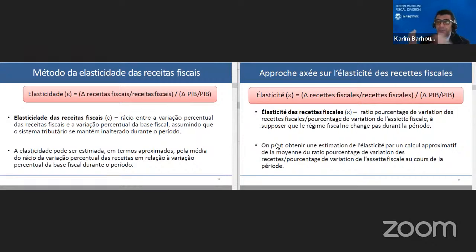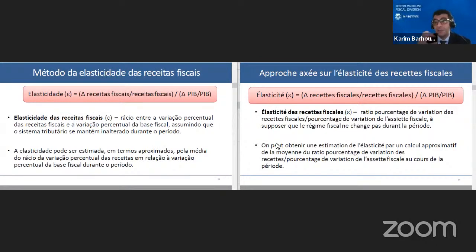So, to conclude on that slide, an estimate of the elasticity can be obtained by averaging the ratio of the percentage change in revenue to the percentage change in the tax base over the period. Last comment here: I highlighted this and wanted to repeat it because this is very important for the remainder of the lecture, and also during the workshop we will have an exercise on this. So here we have an assumption in the formula about no policy change in terms of the tax system.